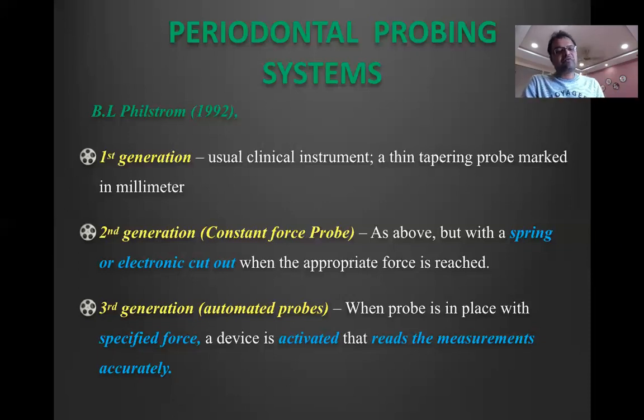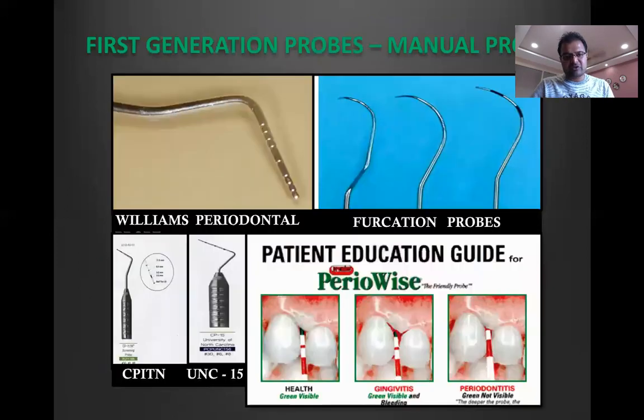So the need was always felt to have a probe which would have a specific force, obviously, because the force is the most important criterion when it comes to determining how deep you probe in. Second, it should read the measurements automatically. So you insert the probe and automatically it should come on your monitor. And that is what is required. That's what is called third generation or automated force probes. So let's see each of them one by one.